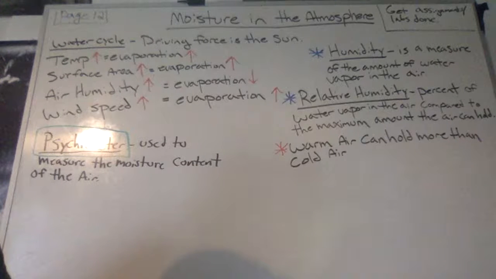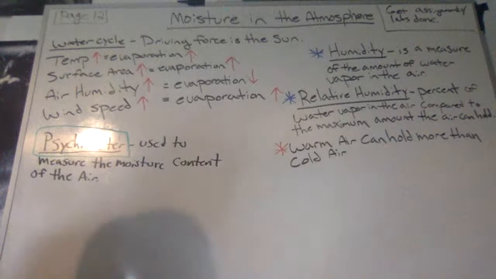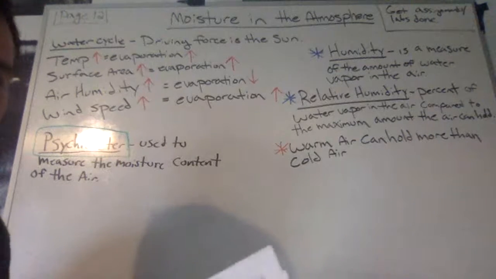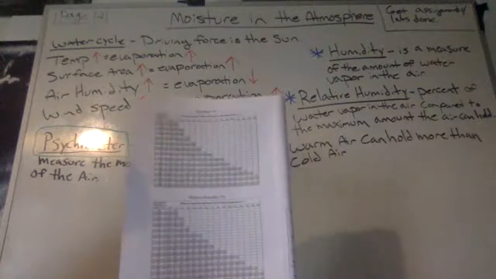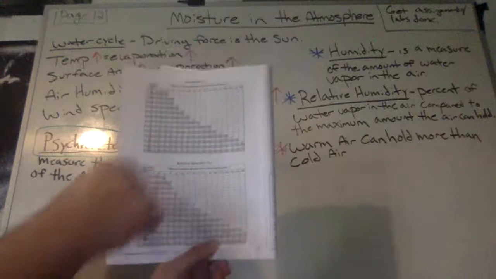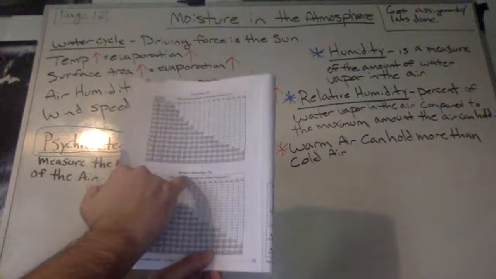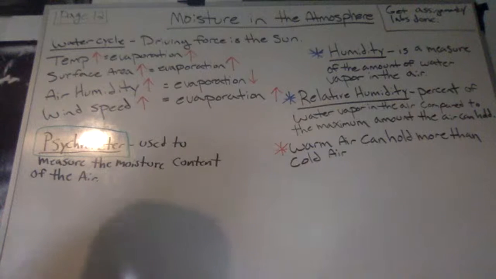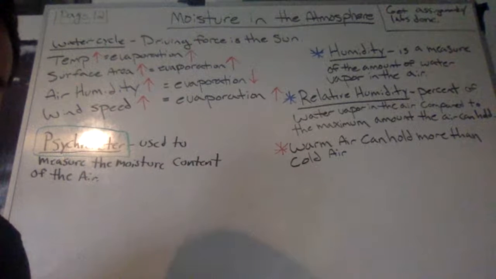So what I want you guys to do is turn to page 12 in your Earth Science reference table. If you go to page 12, you'll notice there are 2 charts. You've got dew point and you've got relative humidity. And we're going to be talking about both of those in a second.